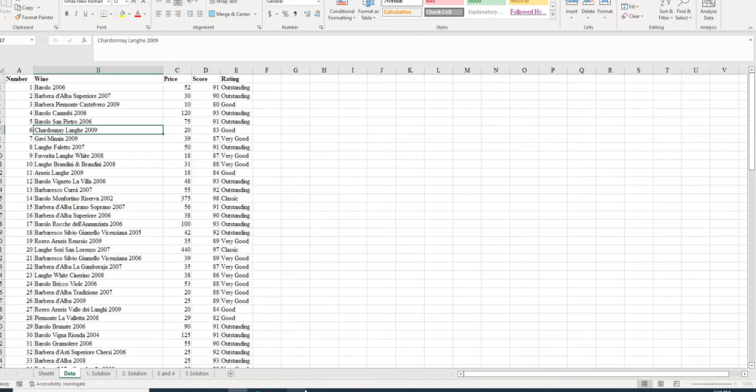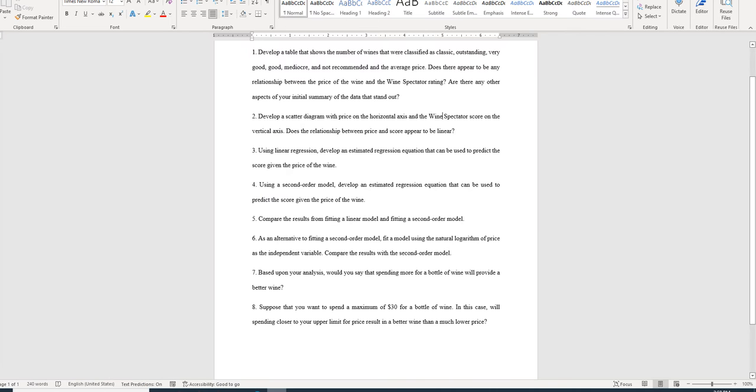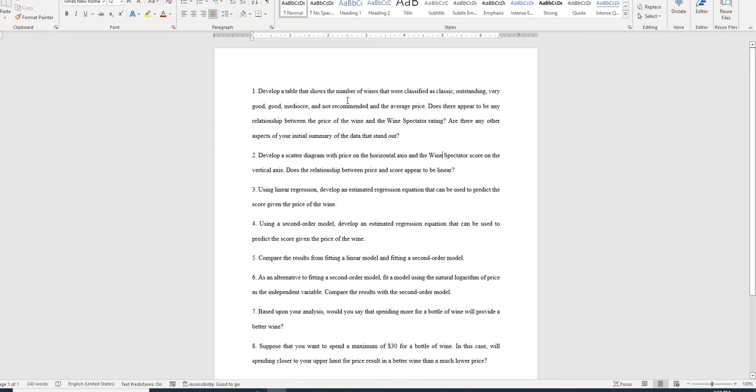So this is the data set given, and let me start with the first question. What is the first question? Develop a table that shows the number of wines that were classified as classic, outstanding, very good, good, mediocre, and not recommended. This is on a priority basis: the top one is classic, next is outstanding, very good, good, mediocre, and not recommended, and their average prices should be taken.